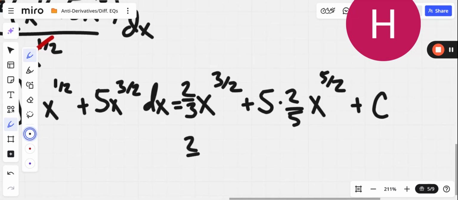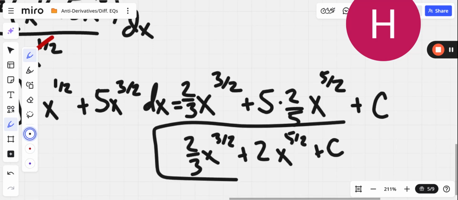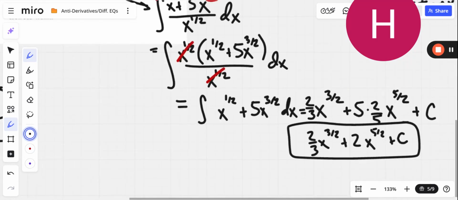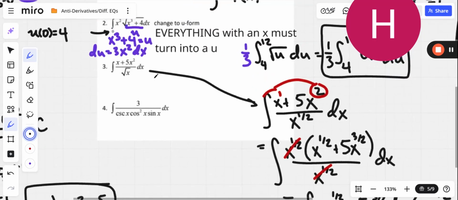So let's see, does anything simplify here? Yes, it does. The 5's cancel. So this is just going to be 2x to the 5/2 plus c. I wouldn't be surprised if you get a problem like that on a multiple choice section from the AP exam, to be quite honest.